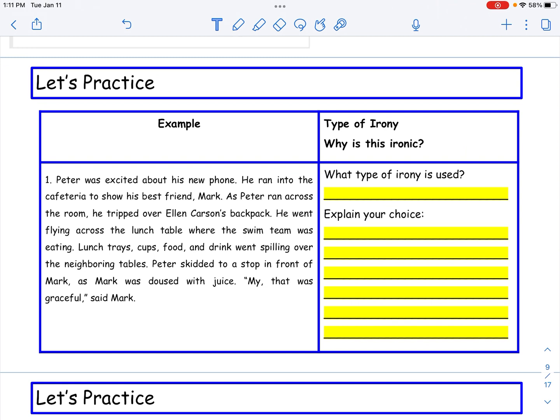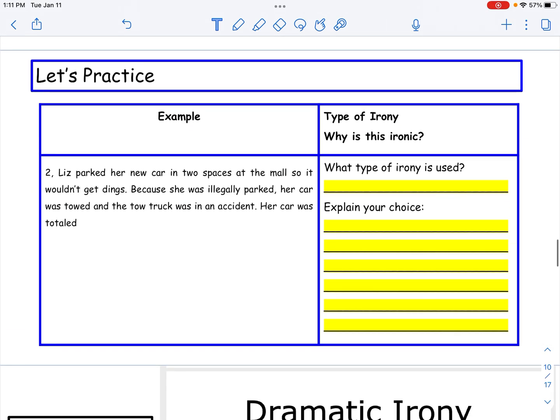Okay, so what I'd like you to do right here is read this "Let's Practice," and then fill in next to it the type of irony. Why is this ironic? So at this point, what I'd like you to do is pause the video and complete this activity. All right, after you do number 1, you're going to do the same exact thing for number 2. Read the example and then tell me what type of irony it is.